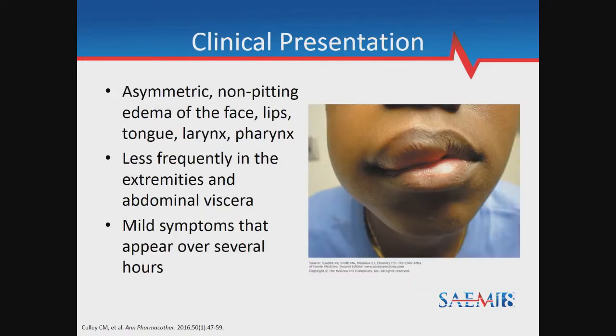By definition, angioedema is a swelling of the submucosal or the subcutaneous tissue. Specifically for an ACE-induced angioedema, this is typically an asymmetric, non-pitting edema, usually involving the face, the lips, the tongue, larynx, pharynx. It can be seen in other areas, less frequently in the extremities, and also in the abdominal viscera. So this would look like nausea, vomiting, diarrhea, and maybe even ascites. And similar to other bradykinin angioedema, ACE-induced will also develop very slowly, typically over hours to days.